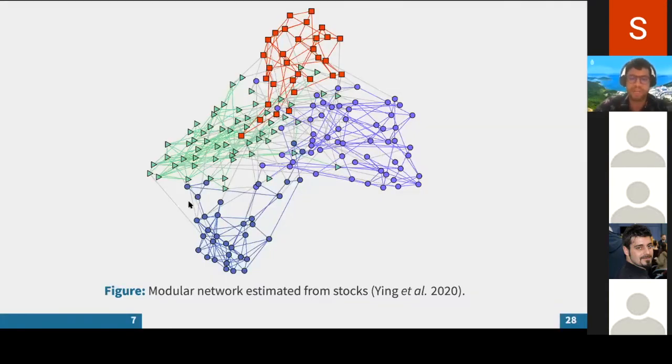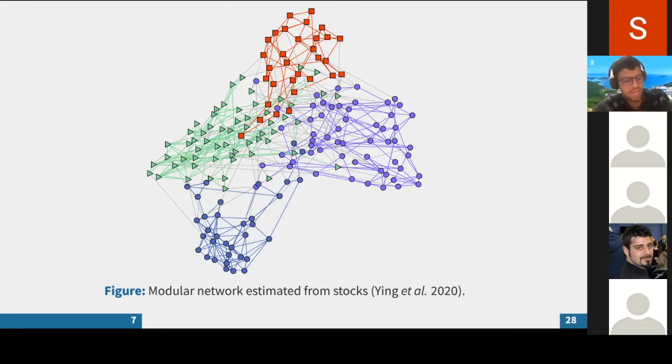So here, for example, is a network of stocks from the S&P 500, four sectors, from this paper. And we can see that there is a clear modular structure in this graph, right? And each color here represents one sector, and these sectors are often given by these classification standards, right? Such as GICS, and so on.